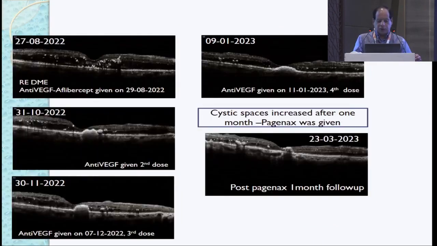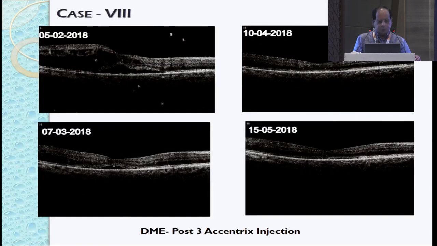Another patient with severe NPDR with CSME. This patient was given aflibercept in August, and the second dose was given in October, just after 1.5 months. And the patient has received 4 injections, but there was no improvement in CME. The CSME cystic spaces were persisting. I missed one angiogram of February where the cystic spaces had increased. So we have given Pagenax, and after that, the patient has improved.